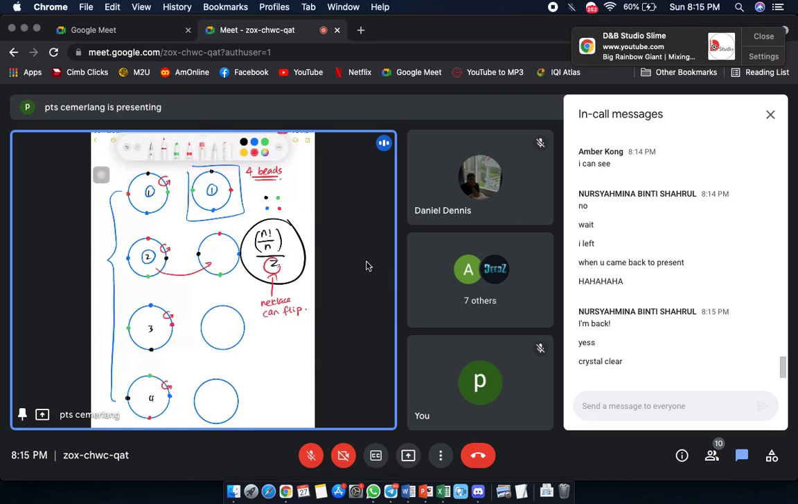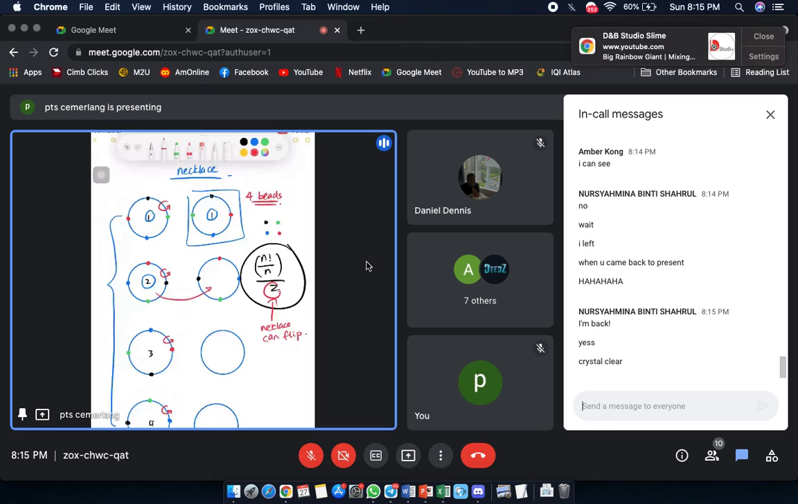So it means that if we are talking about the necklace problem, you have n factorial over n, and then you still need to divide by 2. Why do you need to divide by 2? Because the necklace can flip. So that's why you have to divide by 2 in that case, alright?